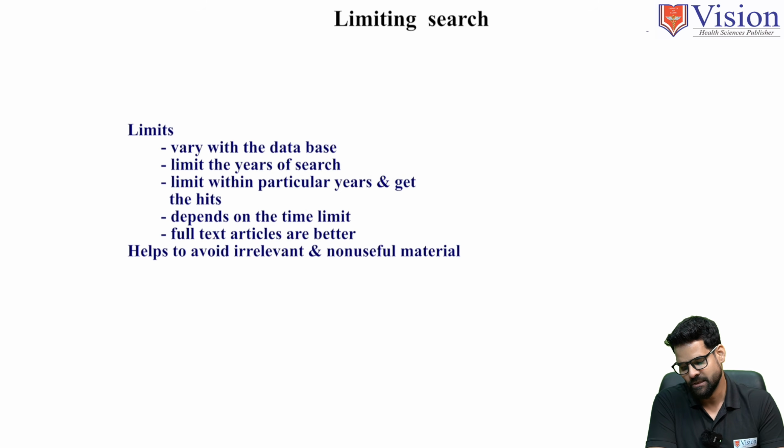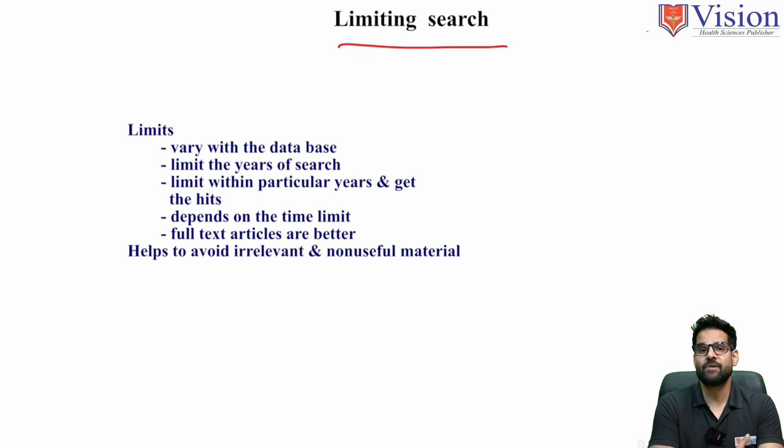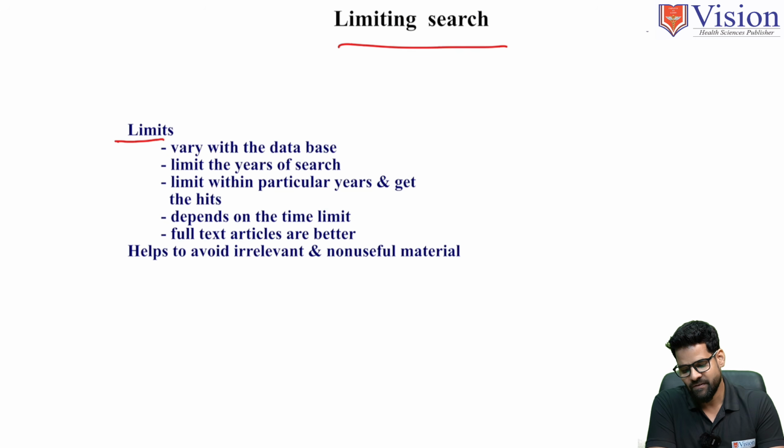This is a complex search example of how you can limit your search. This has become very important, because you have a fixed time and you have to complete your literature. You should adopt a strategy where you can get the maximum related to you only. So limit the search, vary with the database, limit the year of search, limit with the particular year and get the hits, depending on the time limit.